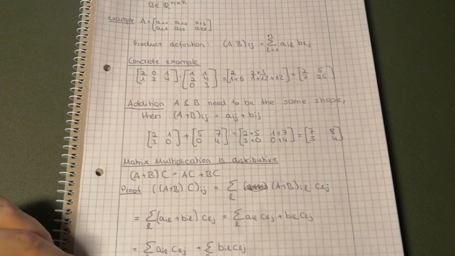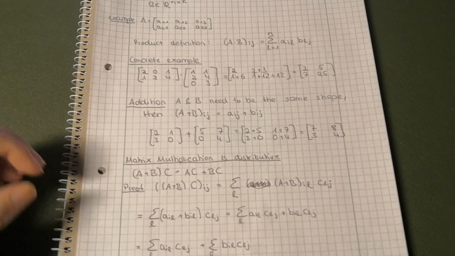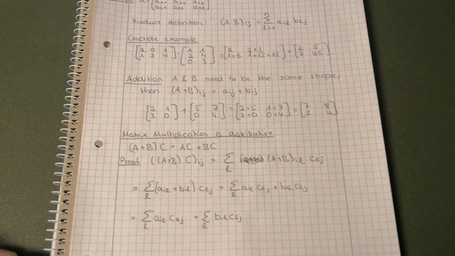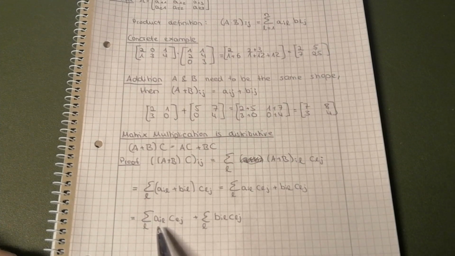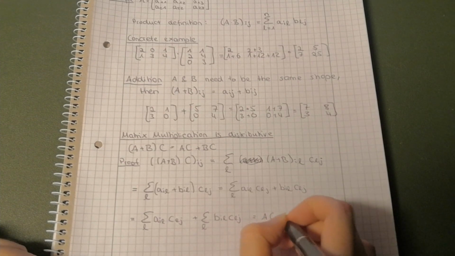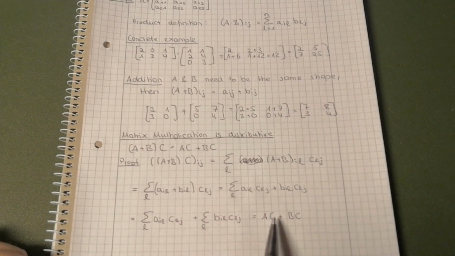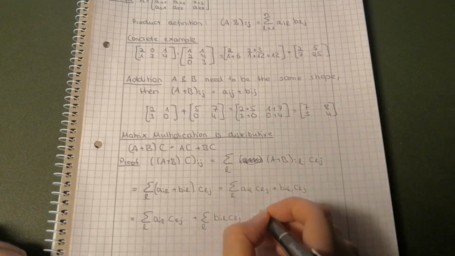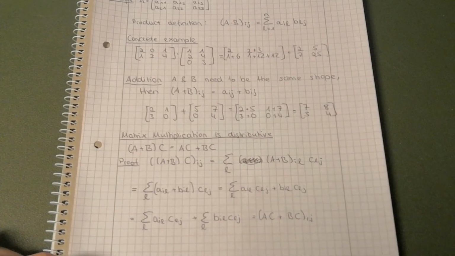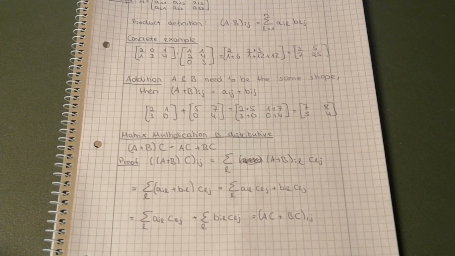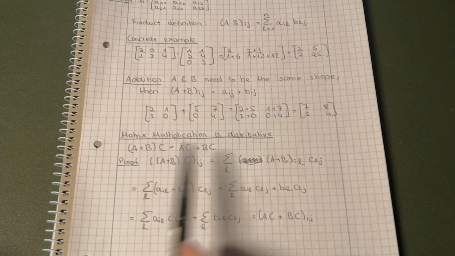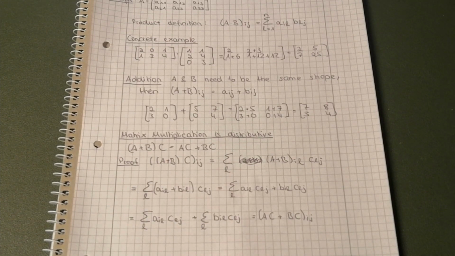And now you see that these, you can barely see, need to put this a bit higher. Now you can see that this is exactly the definition of AC plus BC, and then of course the ijth entry of that. So we have proven that matrix multiplication is indeed distributive.